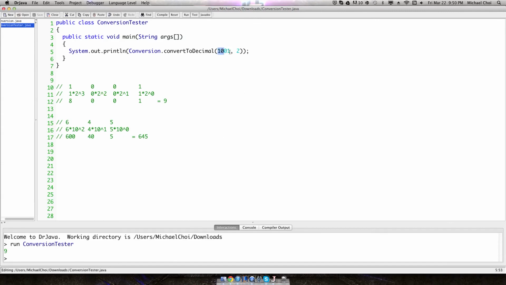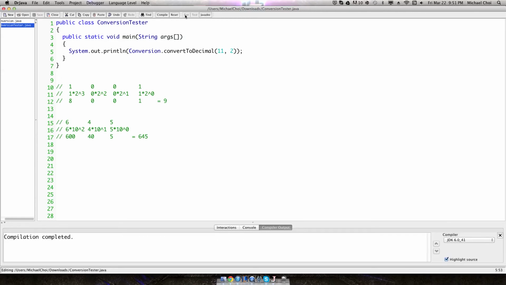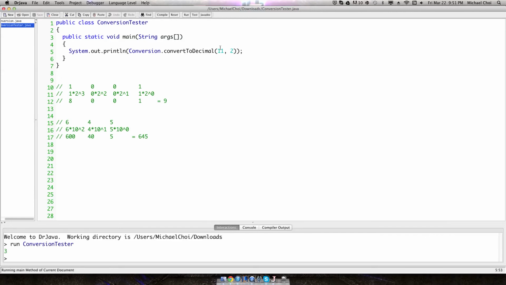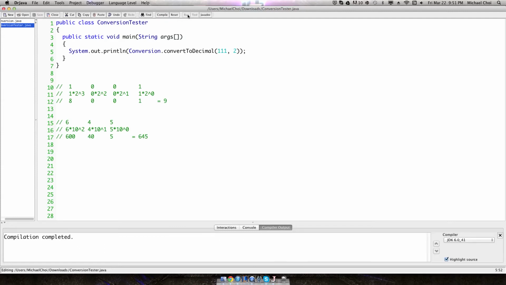Let's assume we have 1 1. That's 1 times 2 to the 0th, which is 1, plus 1 times 2 to the first, which is 2. So 2 plus 1 is equal to 3. Let's assume we get one more: 3 plus 1 times 2 to the second, which is 4. So this is 7.